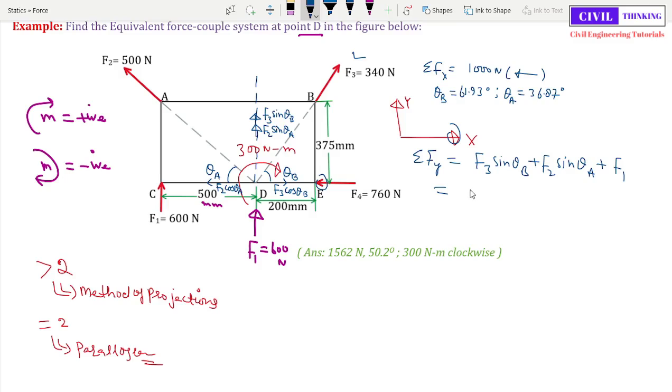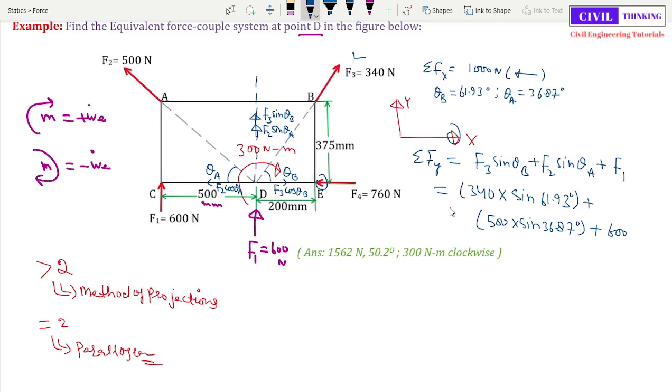Now f3 is 340 multiplied by sine theta b. Theta b is 61.93 degrees, right? 61.93 degrees plus f2 sine theta a. F2 is this 500 multiplied by sine of theta a. Theta a is 36.87 degrees, plus f1. F1 is 600 Newton. So when we use a calculator, we will find the value of summation of fy.